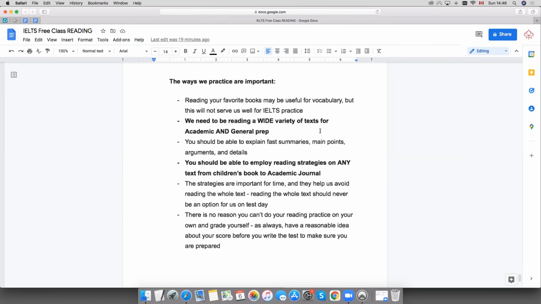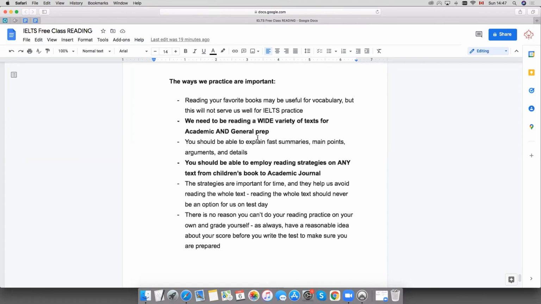We also need to be reading a wide variety of texts for both the academic and general prep. In certain ways, maybe we even need more of a variety for the general preparation because there's different kinds of survival that we're talking about: the social, the work survival, the general interest. You are going to need to be identifying information about maybe class schedules, bus schedules, tourist information. You'll need to compare different points about maybe different kinds of academic programs. We want to be reading everything, even if it's just the information on the back of a can or something like that. We want to be able to identify information in a lot of different contexts.